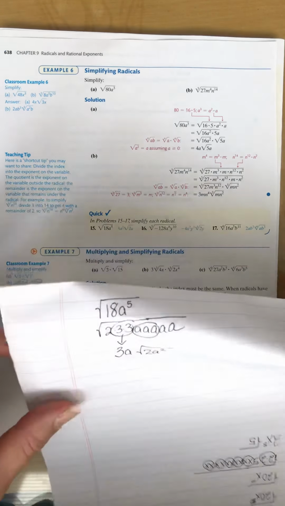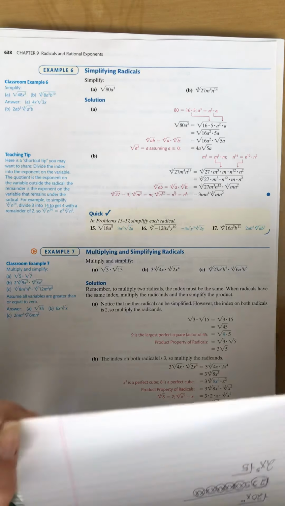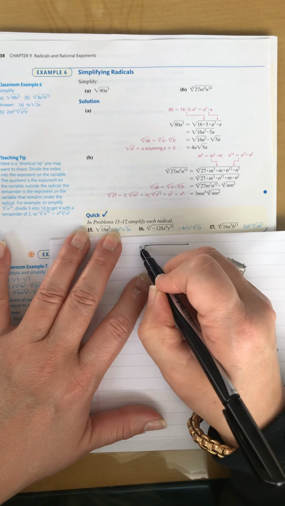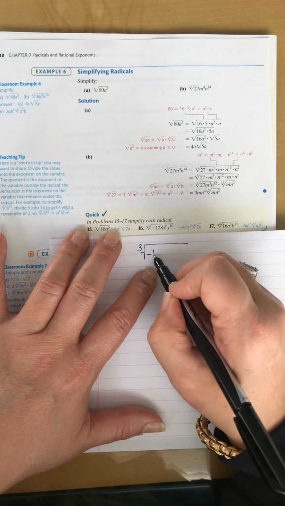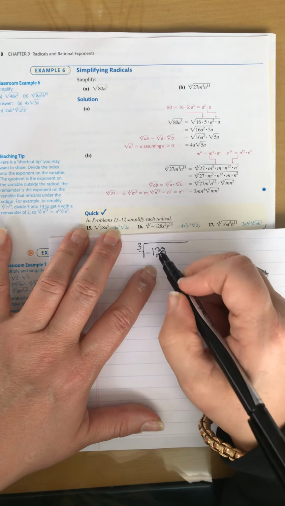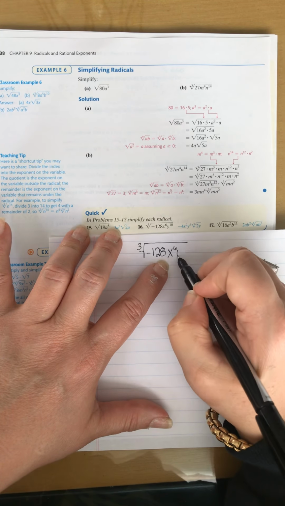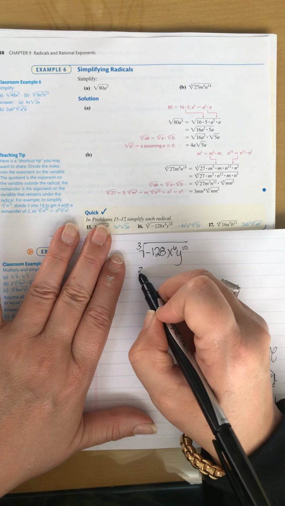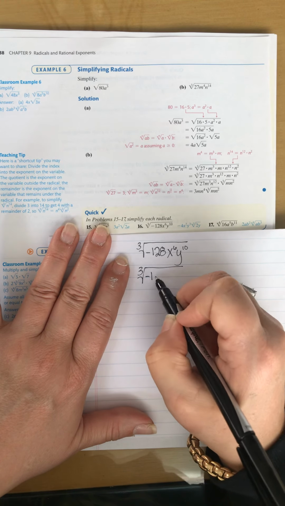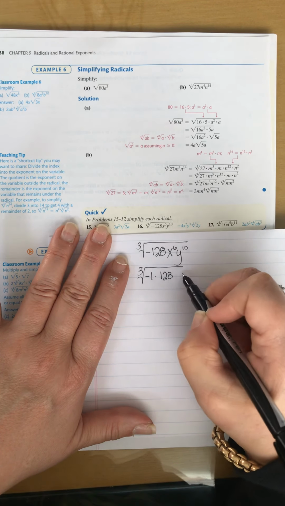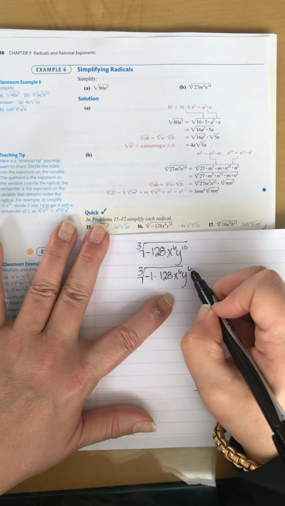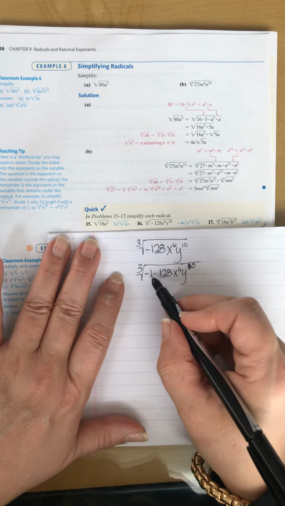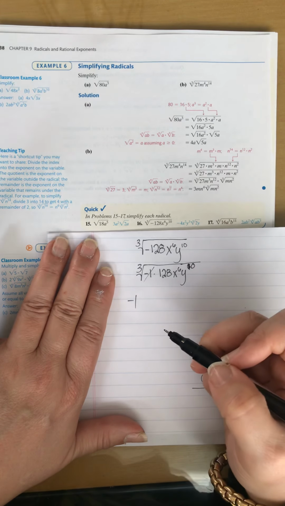Now 16 has a negative underneath the radical, but it's a cube root. You can take the cube root of a negative number. With 3 numbers that are the same, it's only an even index that you can't. So this is really the cube root of -1 times 128 x to the 6th y to the 10th, sorry. What 3 numbers multiply to give you -1? That'd be -1. So we're going to deal with that right off the bat.